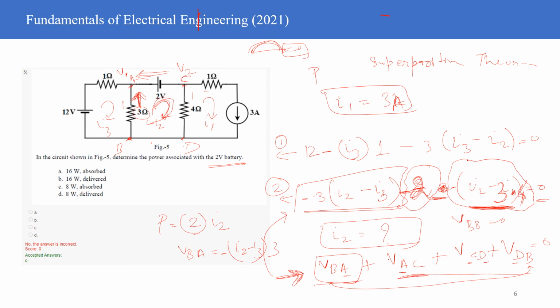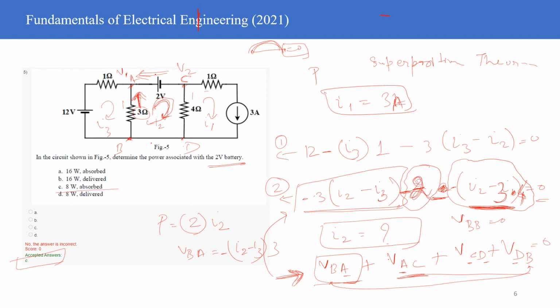So you can solve these two equations, and then you can figure out the power, whether it is being absorbed or released, and then you will get the answer as C, right? So the current is going to come out, and since it is 8 watt, that implies that 4 ampere current would be flowing.